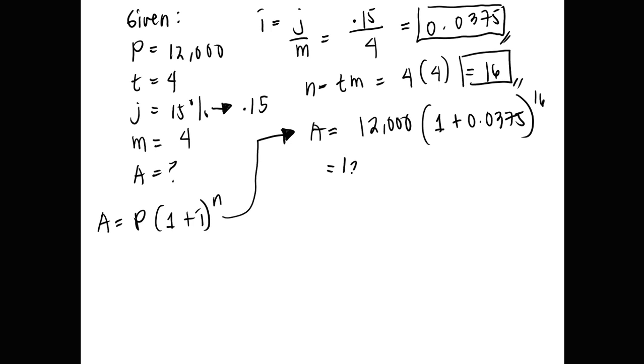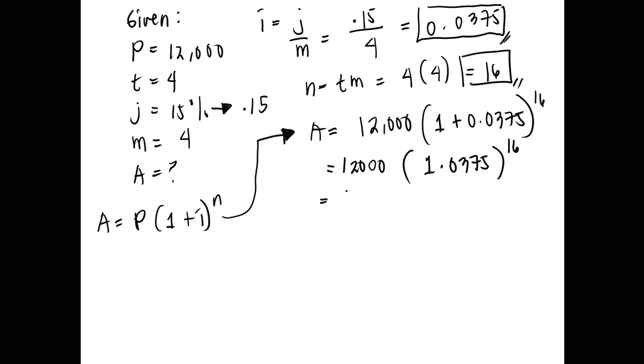So, first, of course, we have the parentheses. So, solve muna natin yung nasa loob ng parentheses. 1 plus 0.0375. Of course, that is 1.0375 raised to 16. Okay, after the parentheses, next is the exponent.